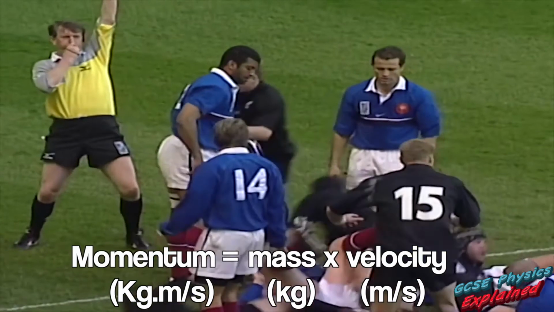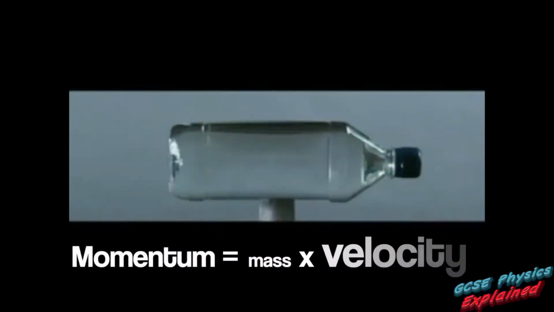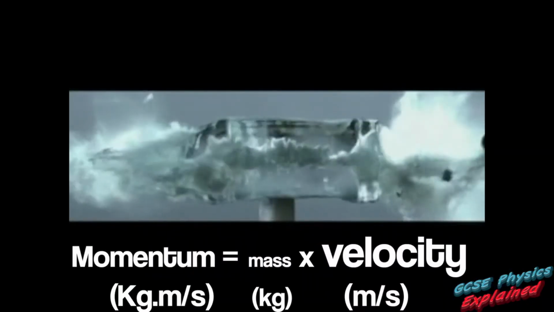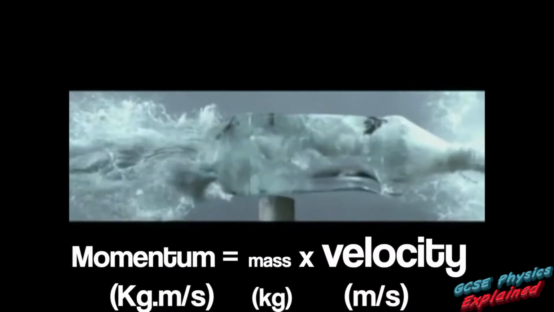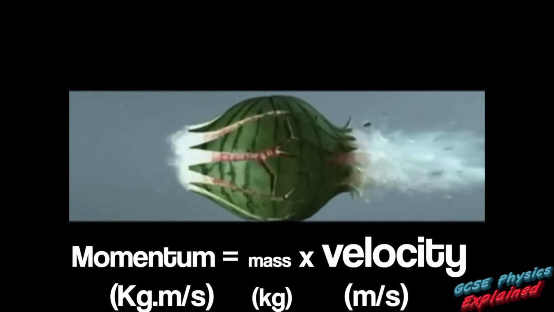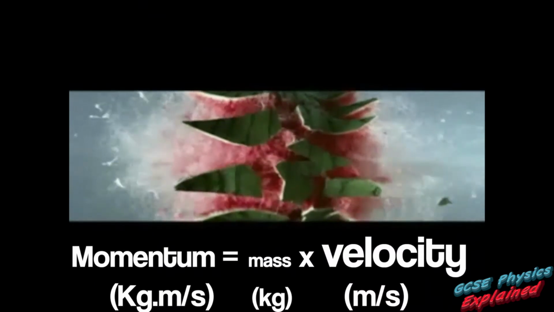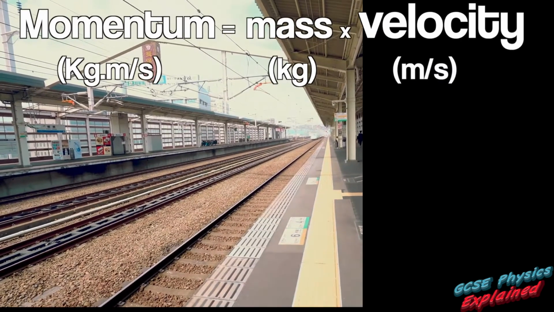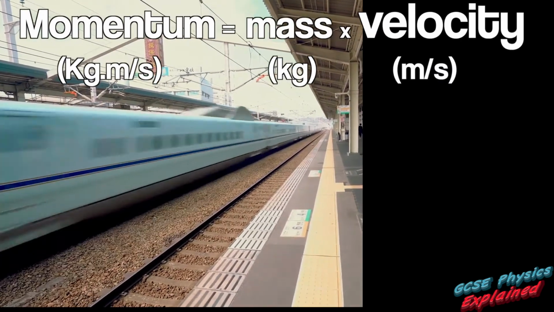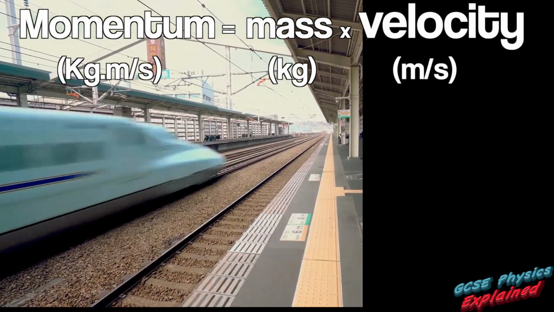He's over! A bullet only has a small mass, but because it travels at such a high velocity, it has a large momentum. This bullet train has a big mass and a huge velocity, so its momentum is massive.